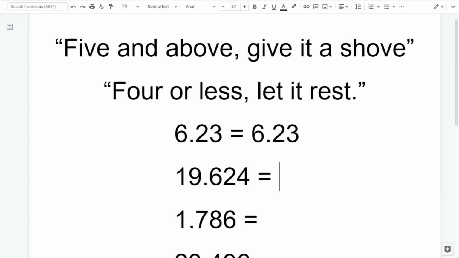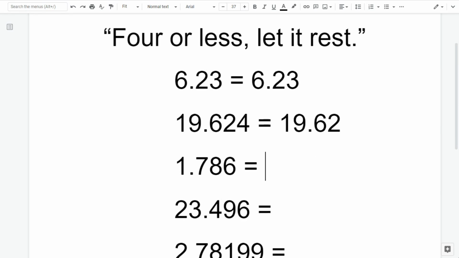But our next example, we have 19.624. Well, the 2 here is in the hundredths place. That means we look at the number that's in the thousandth place, one to the right. Since this is a 4, it's 4 or less. That means we are going to let it rest. We are not going to change this digit at all. So when we round it to the nearest hundredth, this would be 19.62.